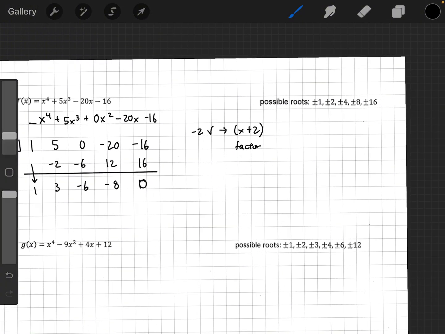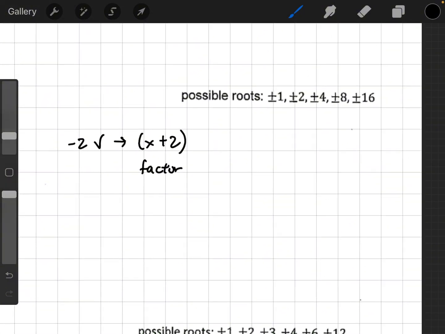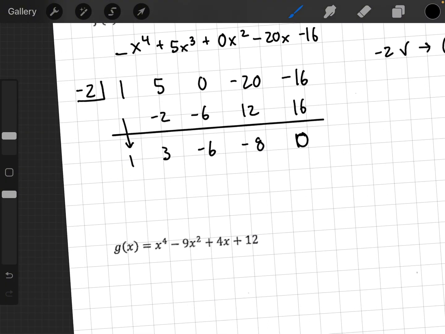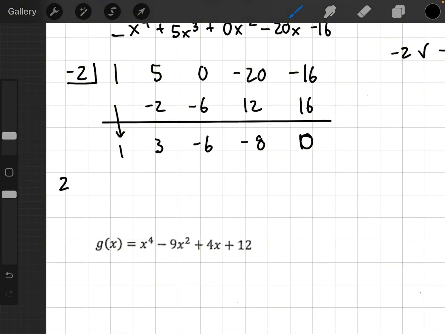So we can pick another number here. I'll just list them on the side. We've tried negative 2, and negative 2 works. This time we'll try positive 2. So we're going to put positive 2 in this spot here, and we're going to use these numbers to continue on.